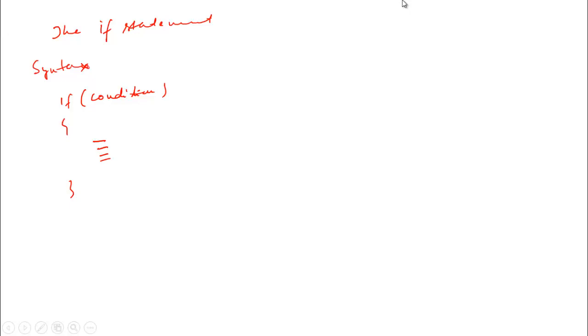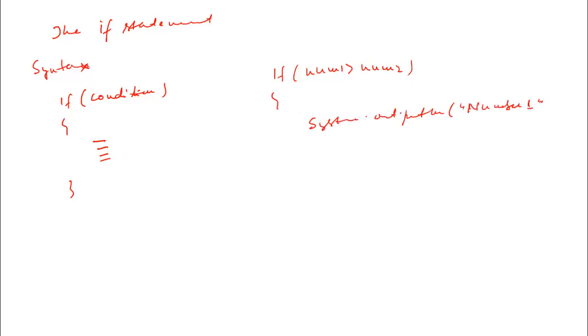Suppose I want to print which one of the numbers is greater. I just want to find the greater number between the two numbers. So we can put it like this: if number 1 is greater than number 2, then the statement is "number 1 is greater". So here the number 1 is greater.